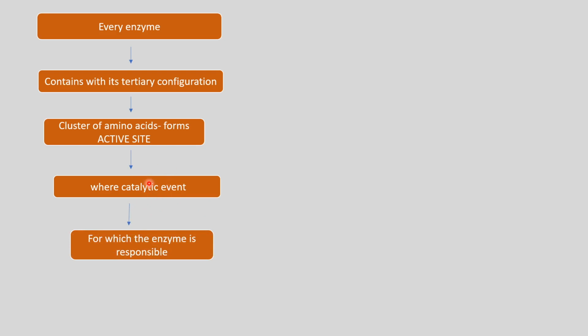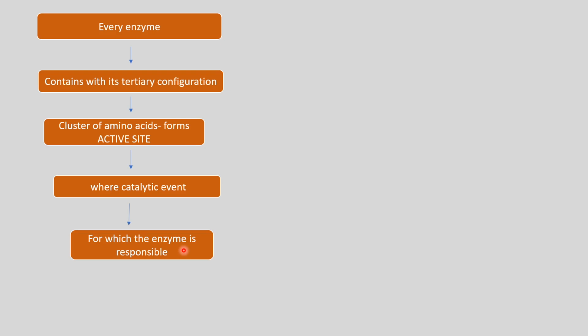The catalytic event that we are talking about is a reaction for which the enzyme is responsible. Every enzyme is responsible for different reactions. Every enzyme speeds up different reactions. So whatever the enzyme may be, it is responsible for binding of the substrate, and this leads to the catalytic event, which is the reaction for which the enzyme is responsible, right?